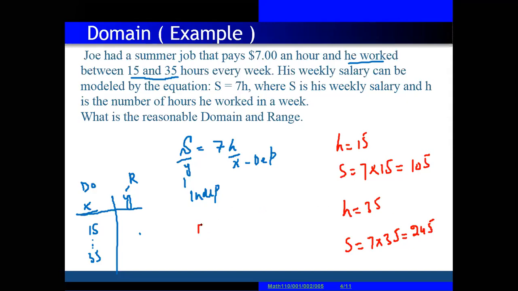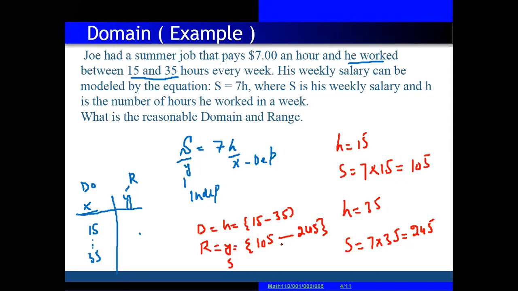So the domain, all H values, ranges from 15 till 35. What about range? The range is the y values, the salary, which range from 105 till 245. So this one is the range: possible values of x and possible values of y.